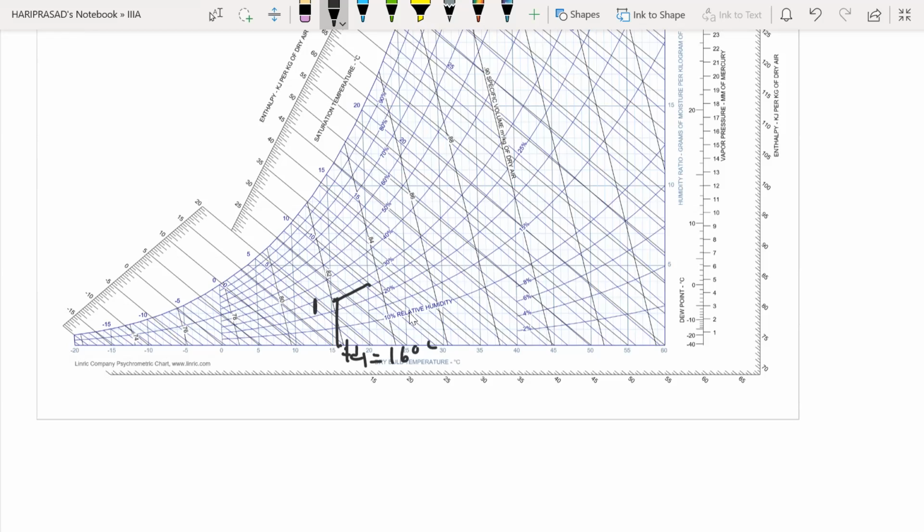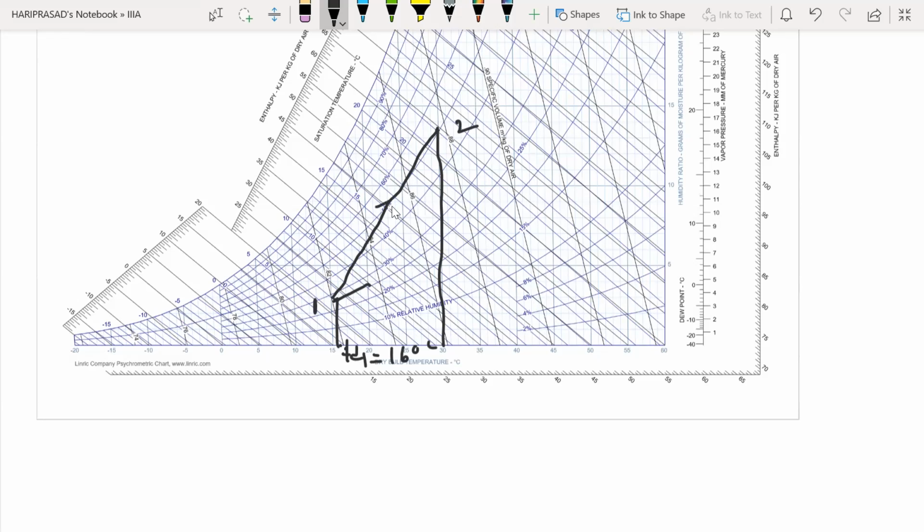Next, go to the TD2, that is 30 degrees centigrade. From there you draw one vertical line. From 30 degrees centigrade, draw a vertical line. So this will be 50 relative humidity. This will be the second point. So now you join 1 with 2.